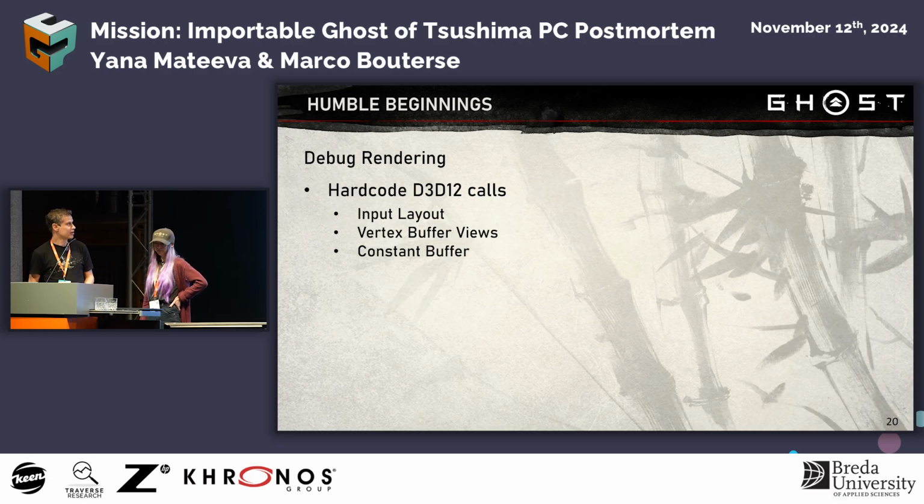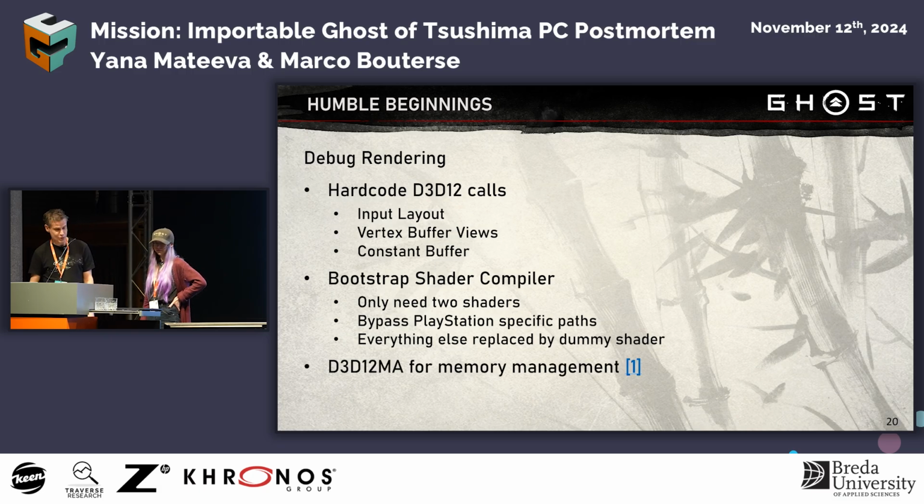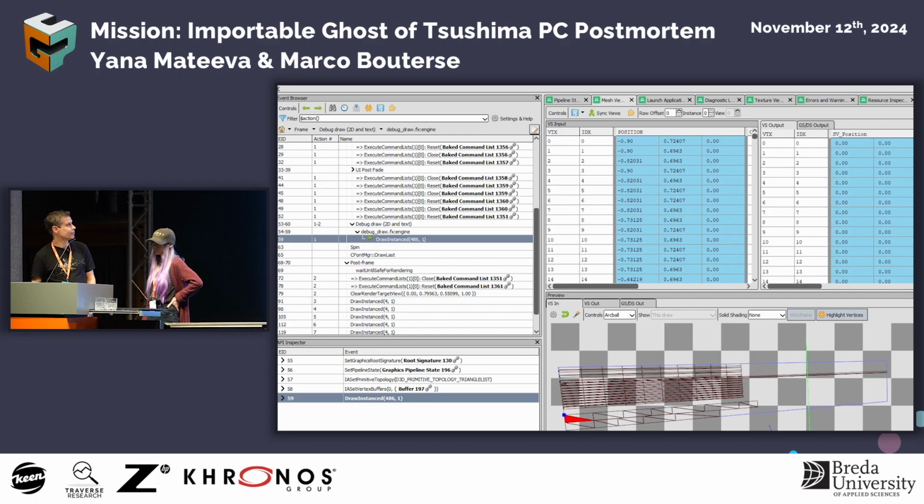For the debug rendering, at this point we just hardcode everything, just put in DX12 calls wherever, and we set up our shader compiler to only compile the debug shaders we need and compile everything else to a dummy, and we bypass all the PlayStation-specific paths in the shader. We also use D3D12MA to bootstrap our memory management at this point. And with this, we finally have our first debug geometry captured in RenderDoc.